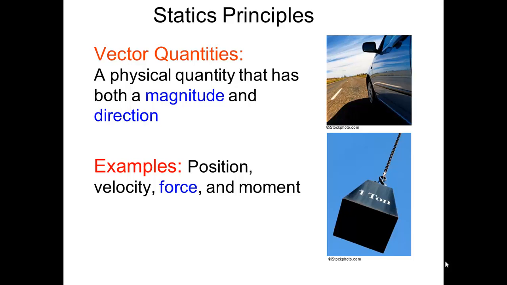A vector quantity, on the other hand, is something that has both a magnitude and direction. So position, velocity, force, and moments are all examples of vector quantities. So for example, I could say 15 meters to the right. That is an example of a position vector quantity. The right gives us the direction. If I say that we're going 55 miles per hour to the north, that's a velocity, and that's different than the speed of something.